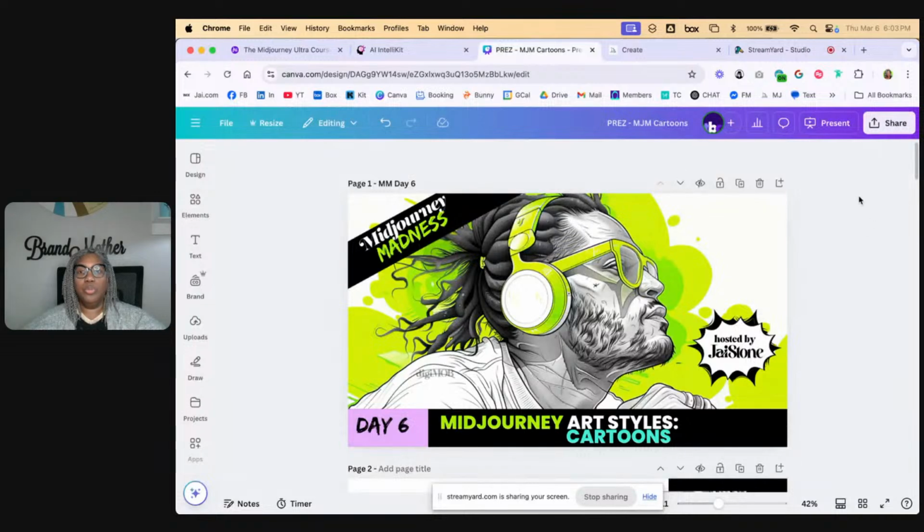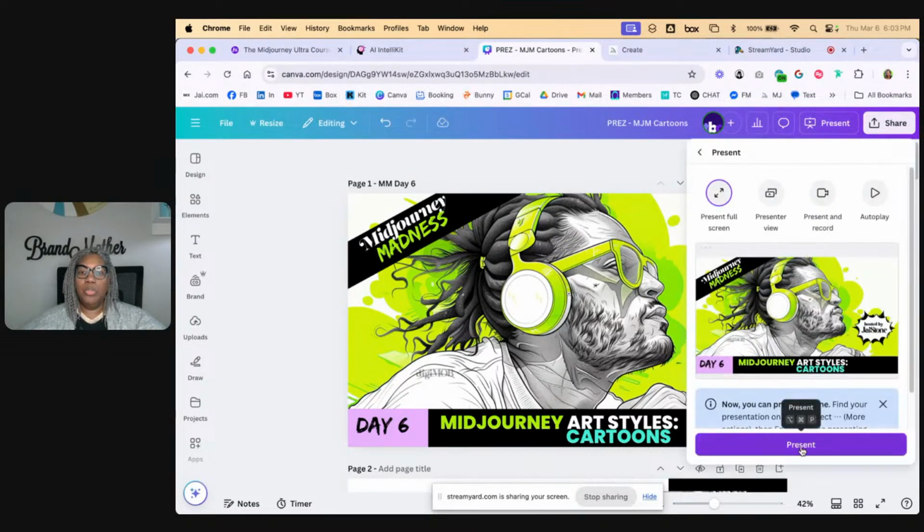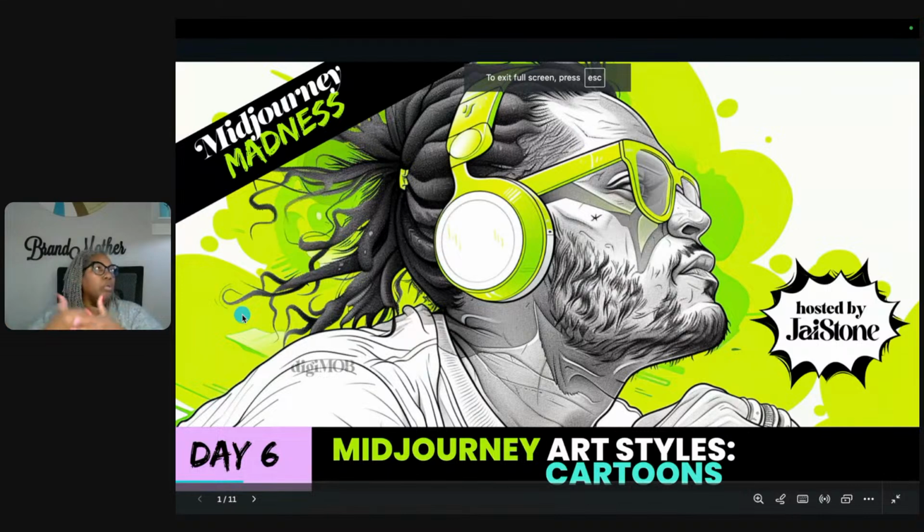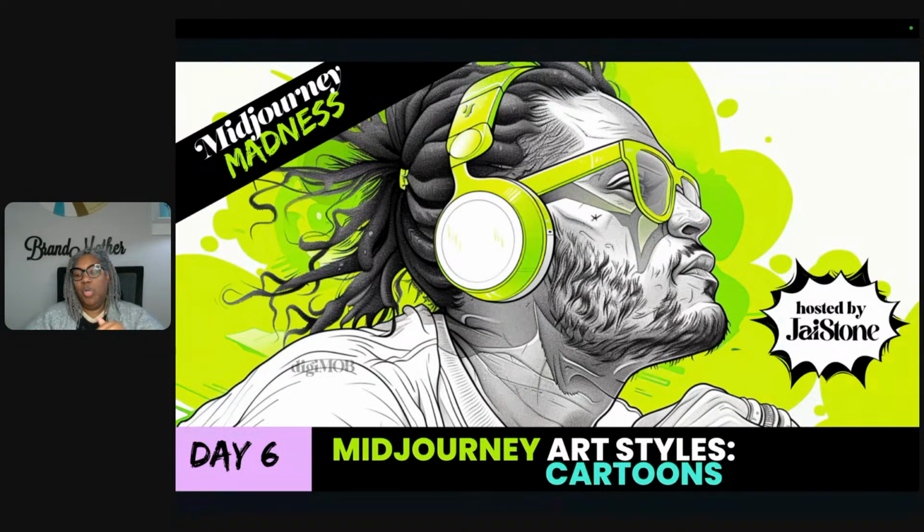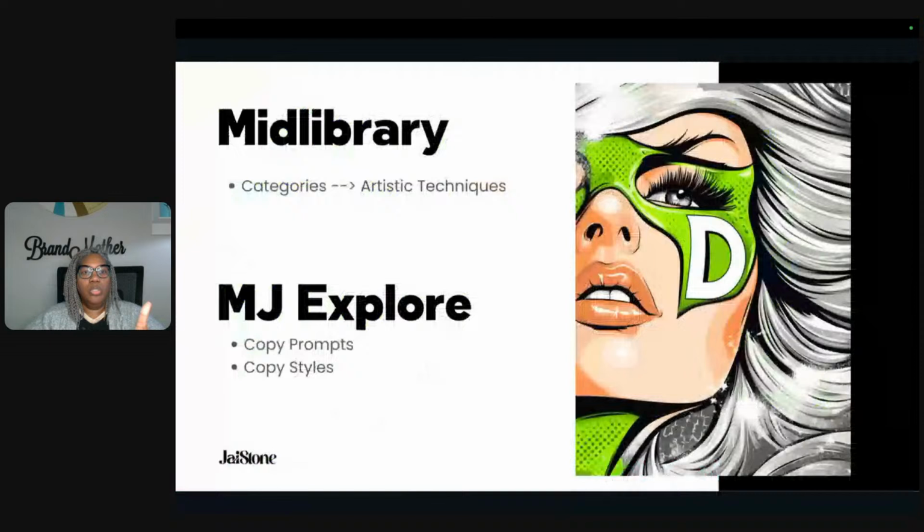And today we are going to be talking about art styles. We're going to continue talking about art styles and we're going to focus on cartoon art styles because I think people don't understand art styles are a huge part of that prompt structure. So again, I'm going to give you the resources. We're going to be looking at the Mid Library. And when you look for cartoons, you want to go to the artistic techniques section. And then, of course, you can explore Midjourney, and copy the prompts and copy the styles.